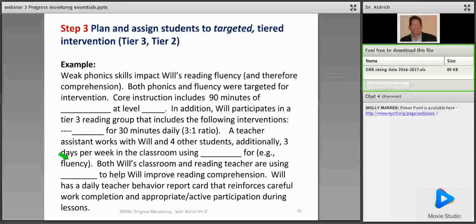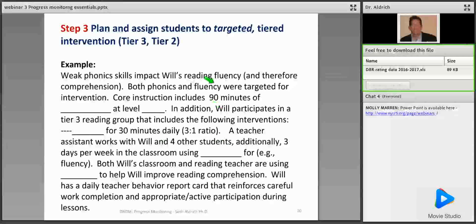I'm just really documenting everything that we're doing for Will throughout the day to help Will improve reading comprehension. So we're really not just addressing phonics and fluency, but also comprehension. This is a pretty comprehensive intervention that we're doing for Will. Will also has a daily teacher behavior report card that reinforces careful work completion and appropriate active participation during lessons.